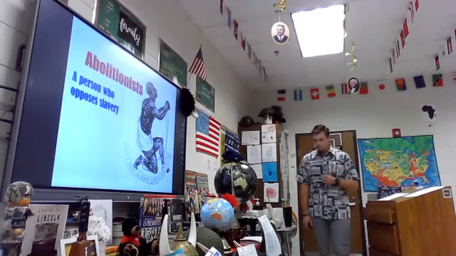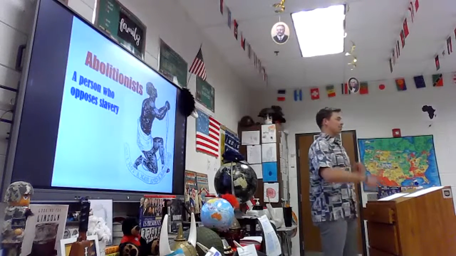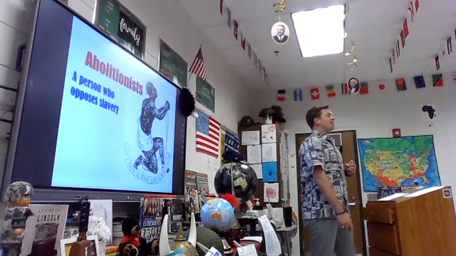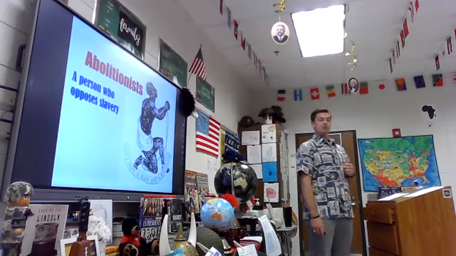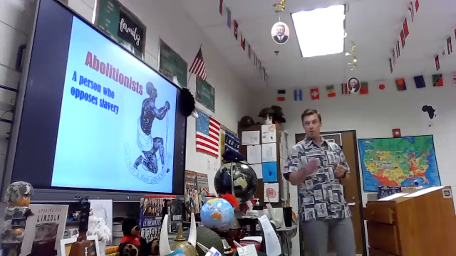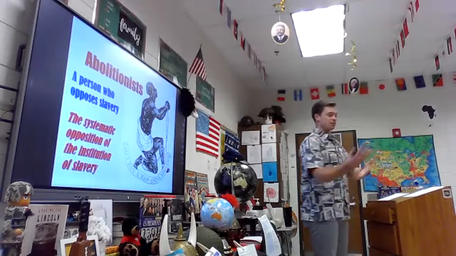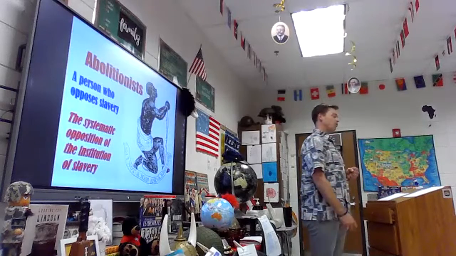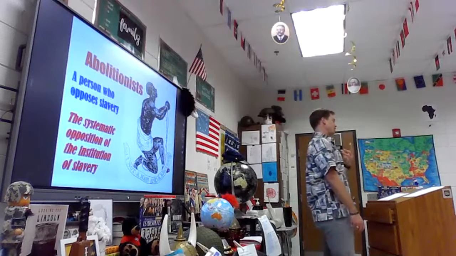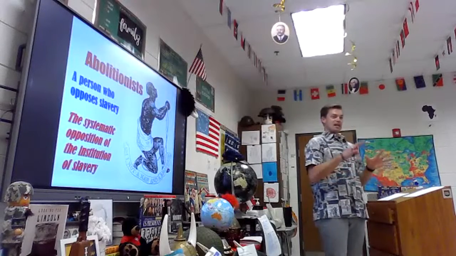First category is abolitionists. Now, what is an abolitionist? A person who opposes slavery. I hope you remember that, or it's on the screen, of course. And then abolition, or abolitionism, you can change that word, is the systematic opposition of slavery.